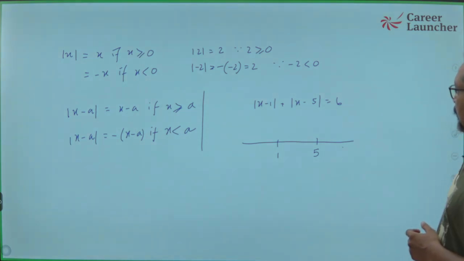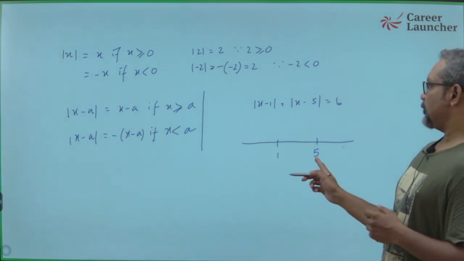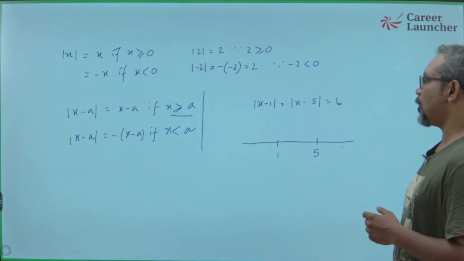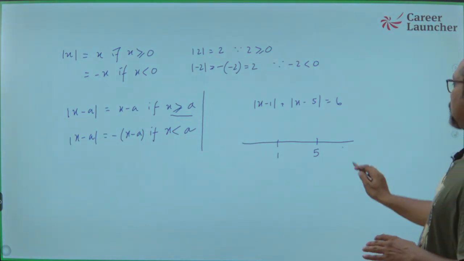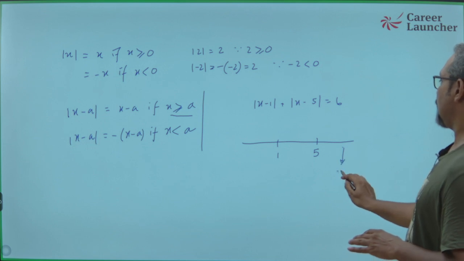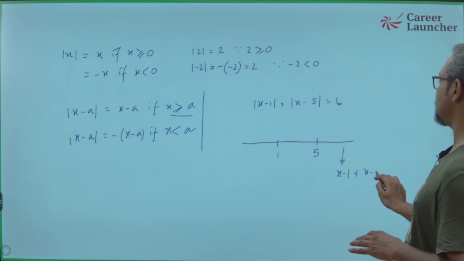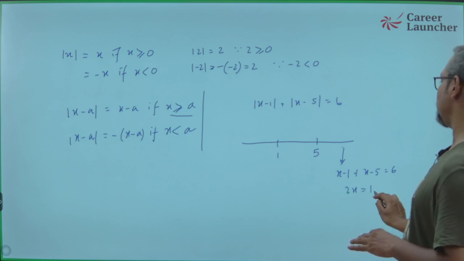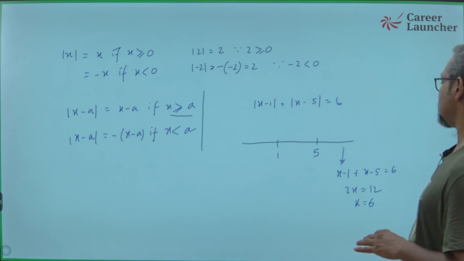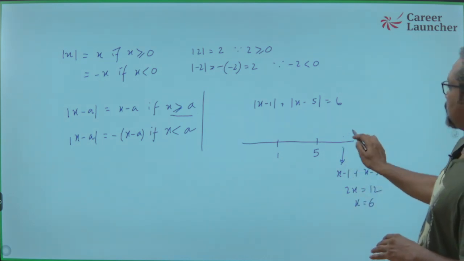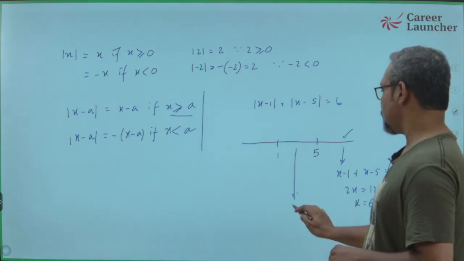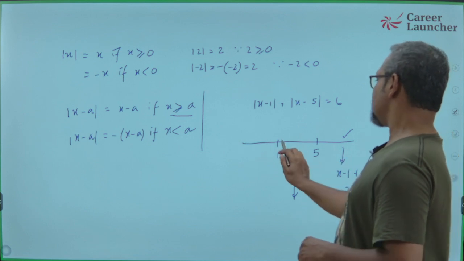On this side, x is greater than 5 as well as greater than 1. So it is greater than both of them. So it will just drop the mod and no change in the values. So this equation will now become x minus 1 plus x minus 5 equal to 6. So we have got 2x is equal to 12. So the value of x will be 6. And 6 satisfies this region as well, greater than 1 and 5. So that's the solution.